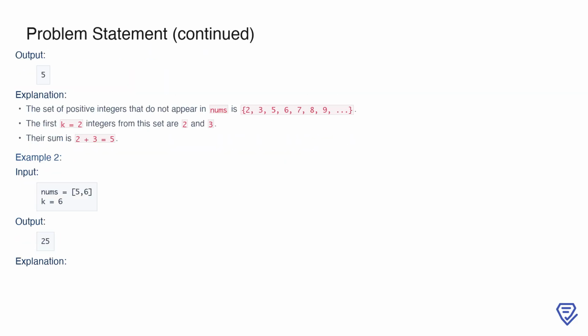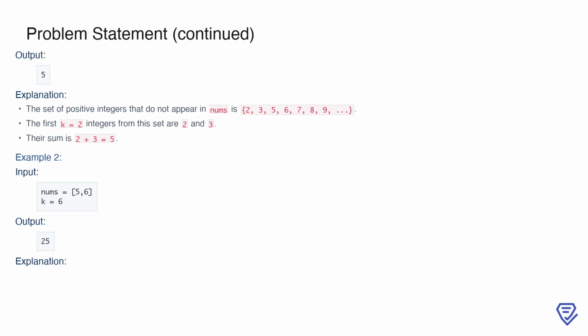For the first example, the input nums is 1, 4, 25, 10, 25, and k is 2. The task is to find the first two missing positive integers that do not appear in nums and compute their sum. The set of missing positive integers starts as 2, 3, 5, 6, 7, 8, 9. Here, the first two integers from this set are 2 and 3. Adding these together gives the sum 2 plus 3 equals 5. Therefore, the output is 5.